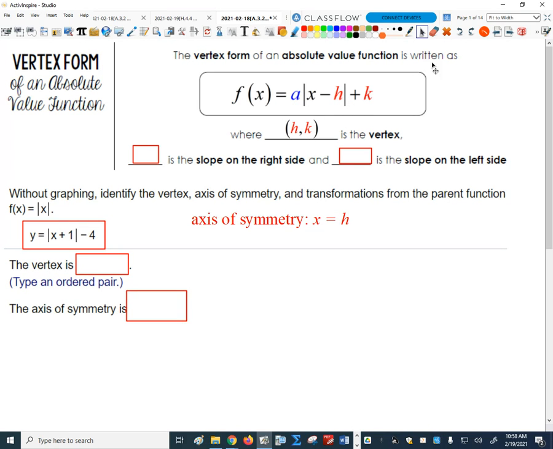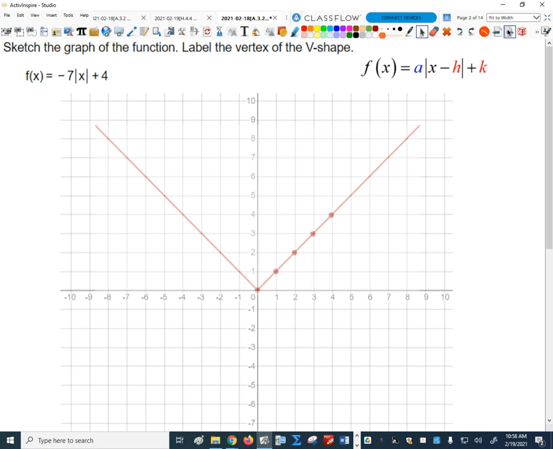Now, what about what happened with A? And let's do this example. Let's go ahead and do this example real quick, and we'll go back and figure out what we can do to take a shortcut with A. So let's take this example, f of x equals negative 7 times the absolute value of x plus 4. Well, here is our absolute value function written in vertex form. So what are the values of A, H, and K for this function f of x?